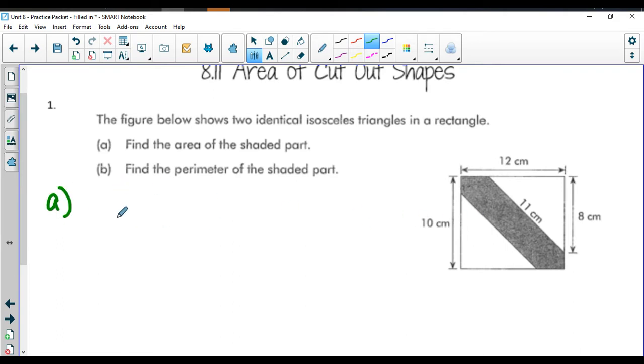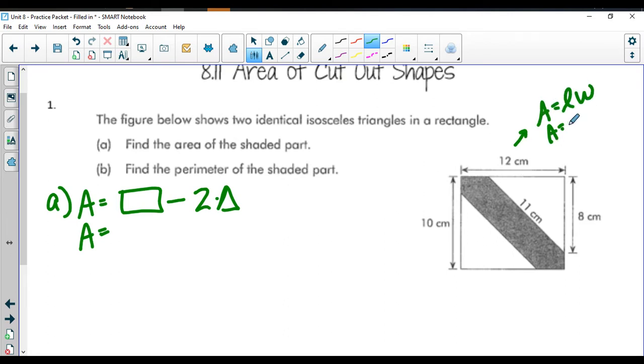So to get part A, I am going to be taking the rectangle and I'm going to be subtracting these two identical triangles. So if I find the area of one, I can just multiply that by 2 then. My rectangle, I notice, is length times width. So my rectangle is going to be 12 times 10, which is going to be 120. So now just to figure out these triangles that I have in here.